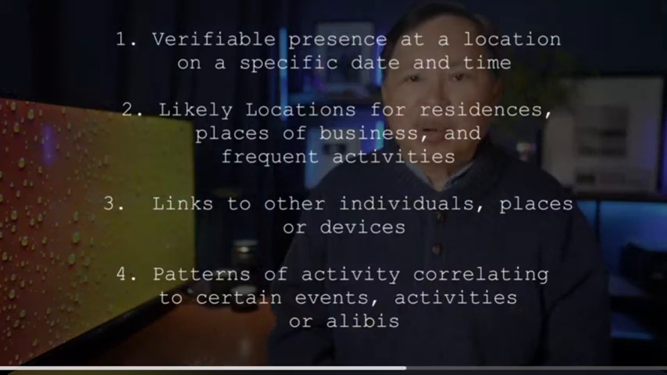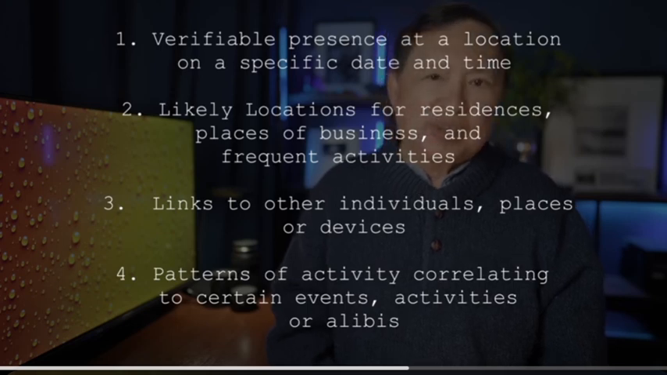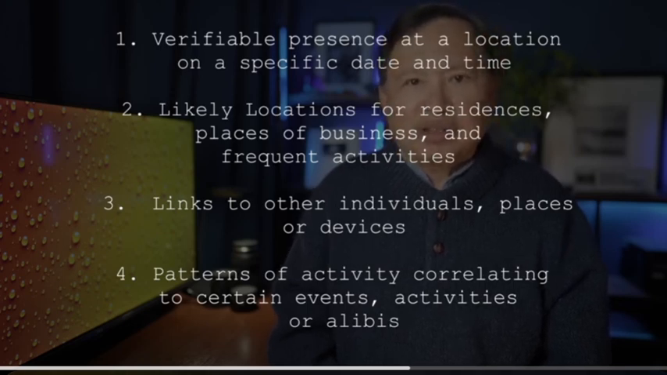While Fog Data Science may not directly give access to Fog Reveal to private parties, they will do analysis for private parties. And here's a list of what they claim they can do. Number 1, verifiable presence at a location on a specific date and time. Number 2, likely locations for residences, places of business, and frequent activities. Number 3, links to other individuals, places, and devices. Number 4, patterns of activity correlating to certain events, times, or alibis.